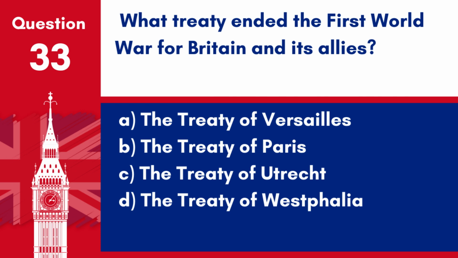What treaty ended the First World War for Britain and its allies? A. The Treaty of Versailles. B. The Treaty of Paris. C. The Treaty of Utrecht. D. The Treaty of Westphalia.